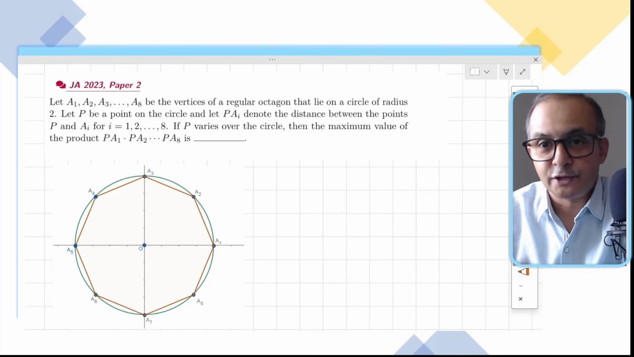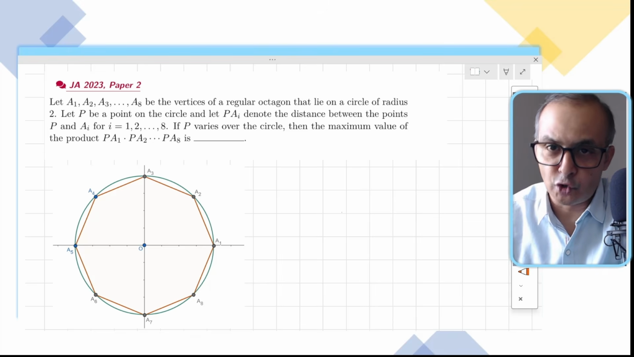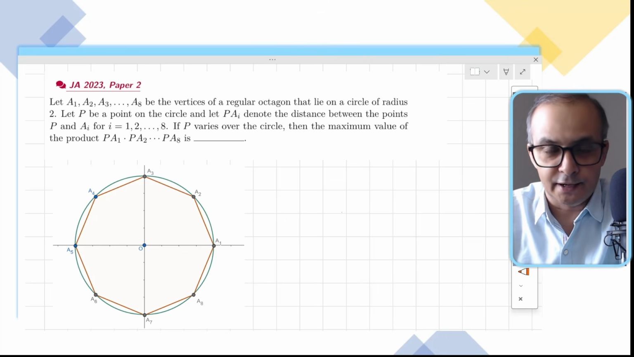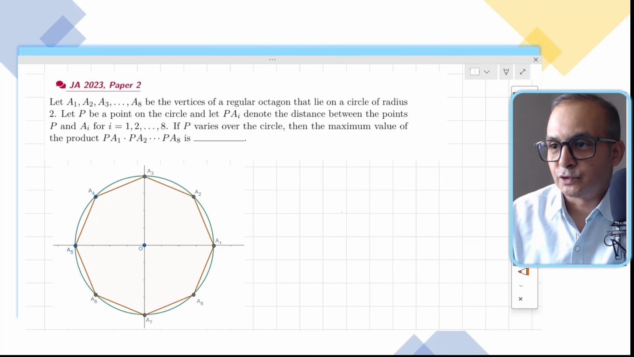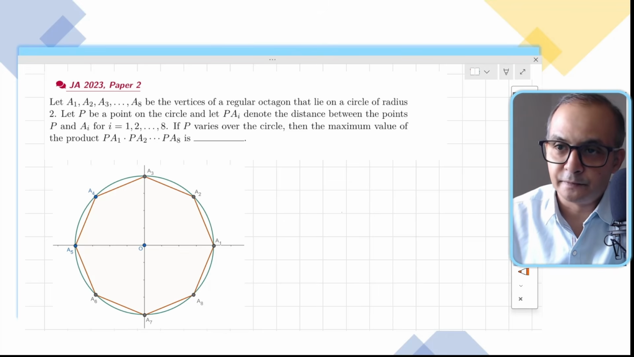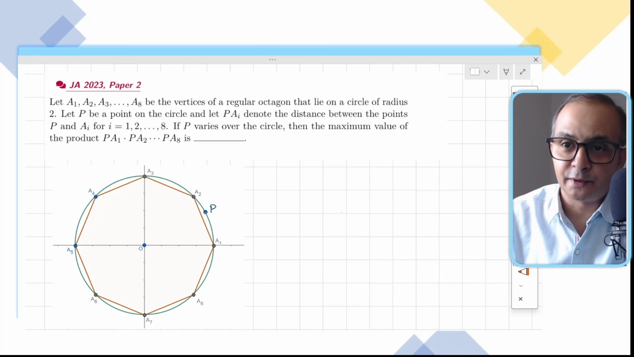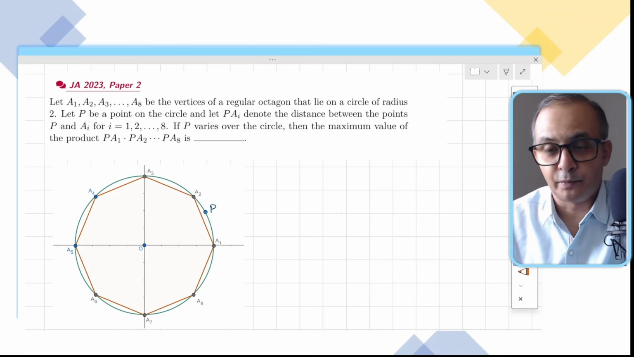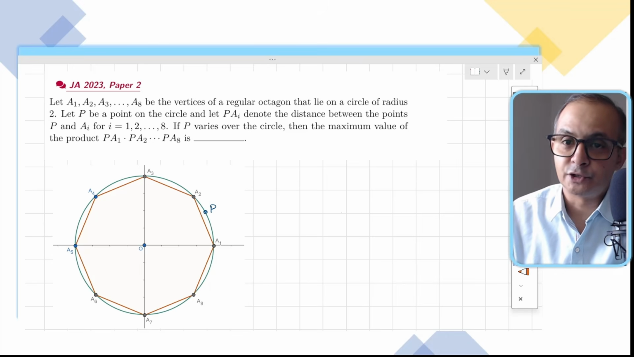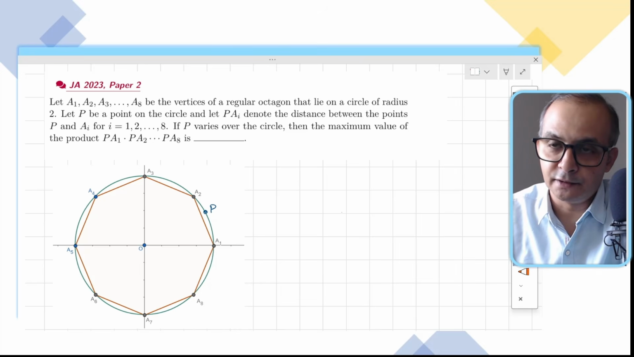But let's not assume this, and let's assume that there is some point P that is not exactly symmetrical. So let's choose this point P over here. It doesn't matter whether you choose this arc or that arc, but this arc is close to the x-axis, so it will be easy to assume theta, the angle.